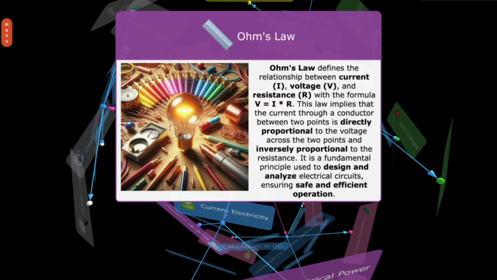Ohm's law defines the relationship between current, I, voltage, V, and resistance, R, with the formula V equals I * R. This law implies that the current through a conductor between 2 points is directly proportional to the voltage across the 2 points and inversely proportional to the resistance. It is a fundamental principle used to design and analyze electrical circuits, ensuring safe and efficient operation.